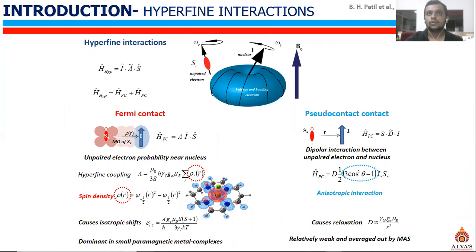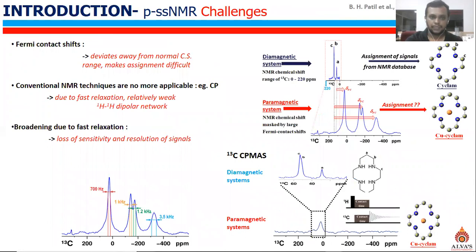If they are in close proximity, the Fermi contact interaction will be prominent. If they are a little bit away from each other, the pseudo contact interaction will be the one that acts. The unpaired electron spin density gives rise to the Fermi contact interaction, which is dominant in small paramagnetic metal complexes, and the pseudo contact is relatively weak and is averaged by magic angle spinning.